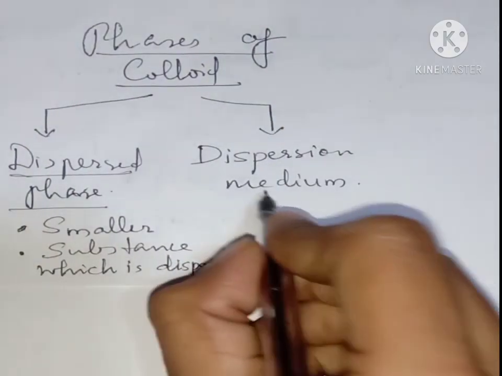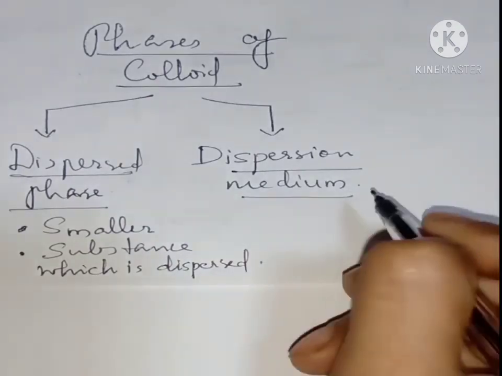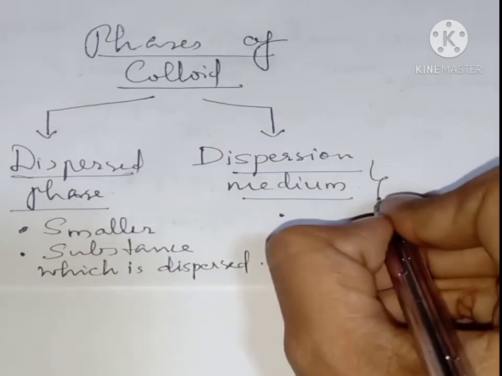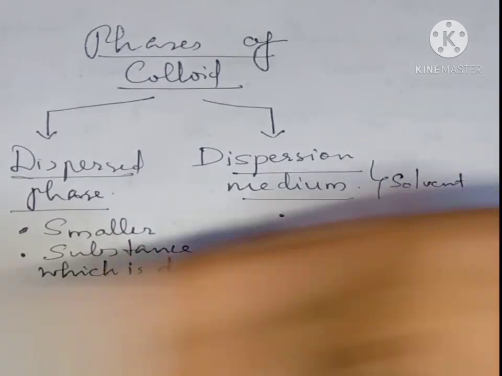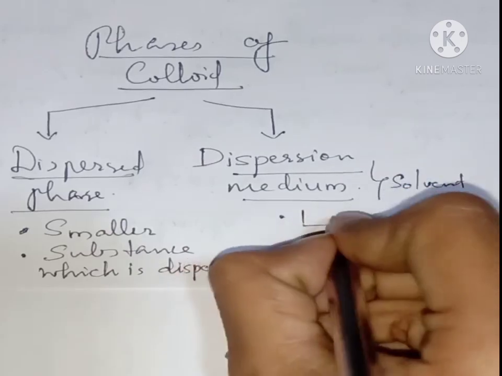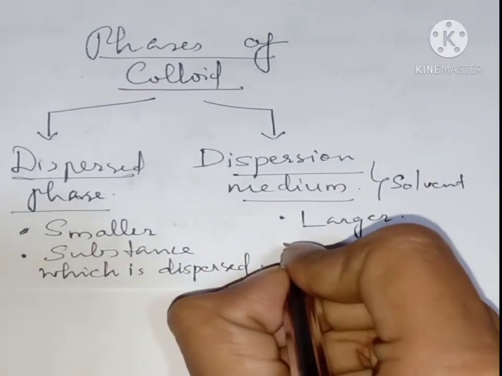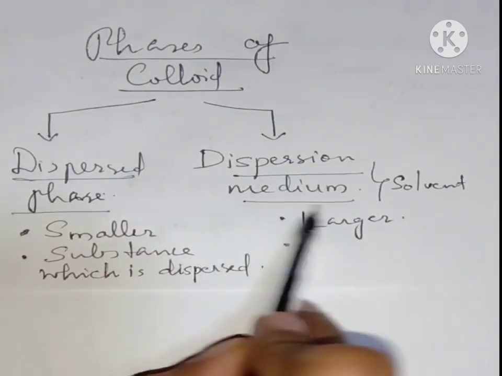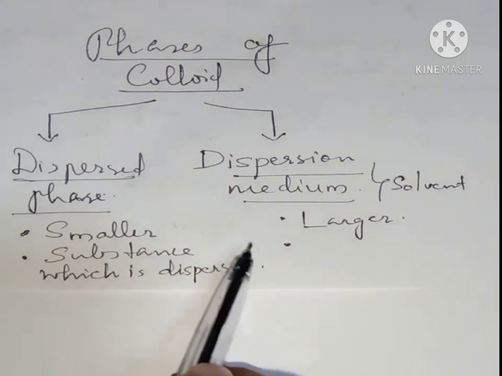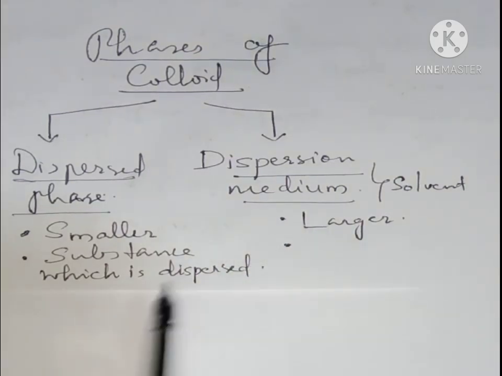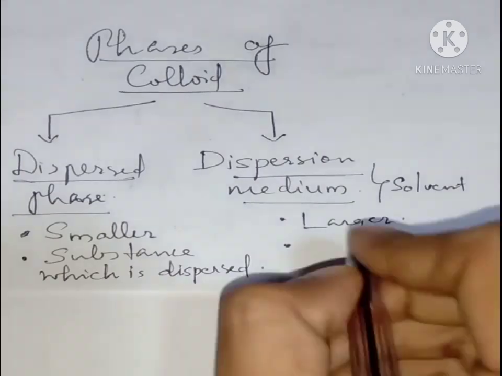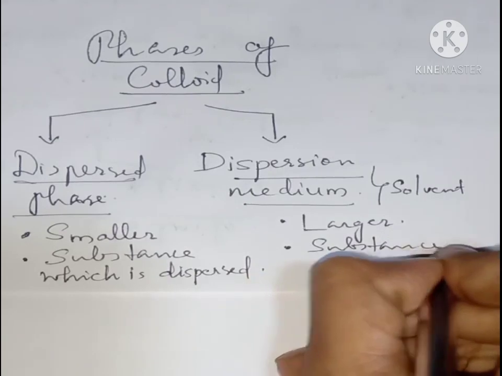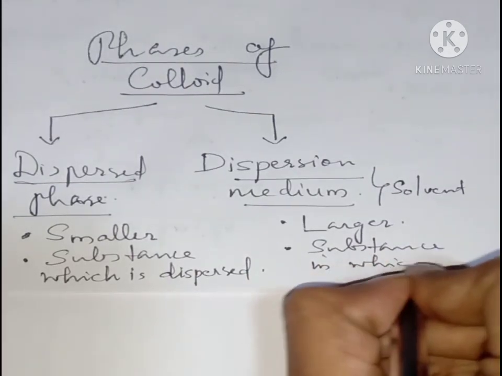And dispersion medium is same as that of the solvent in a true solution, and it is present in larger amount. Dispersed phase is dispersed in dispersion medium. That means the substance in which dispersion takes place is known as dispersion medium.